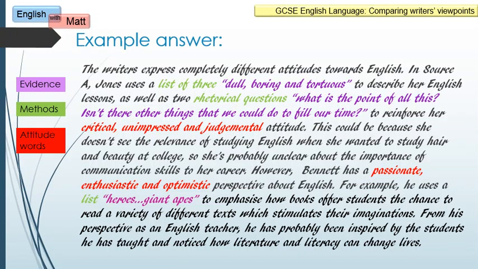So now we cross over to source B. However, Bennett has a passionate, enthusiastic and optimistic perspective about English. For example, he uses a list, heroes, giant apes, to emphasise how books offer students the chance to read a variety of different texts which stimulate their imaginations. From his perspective as an English teacher, he has probably been inspired by the students he has taught and noticed how literature and literacy can change lives.